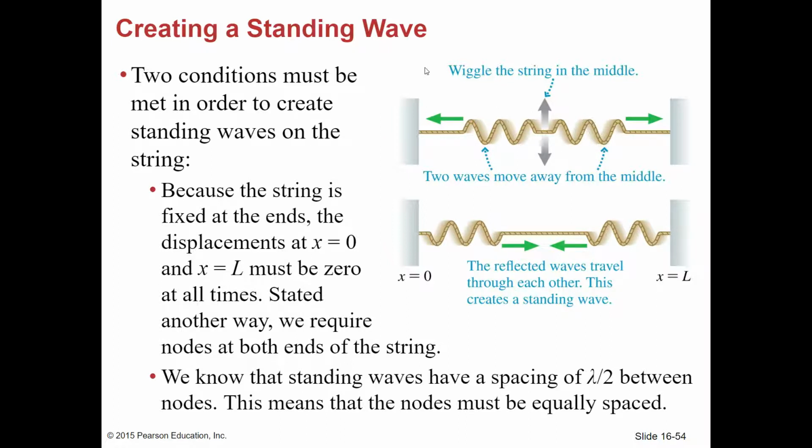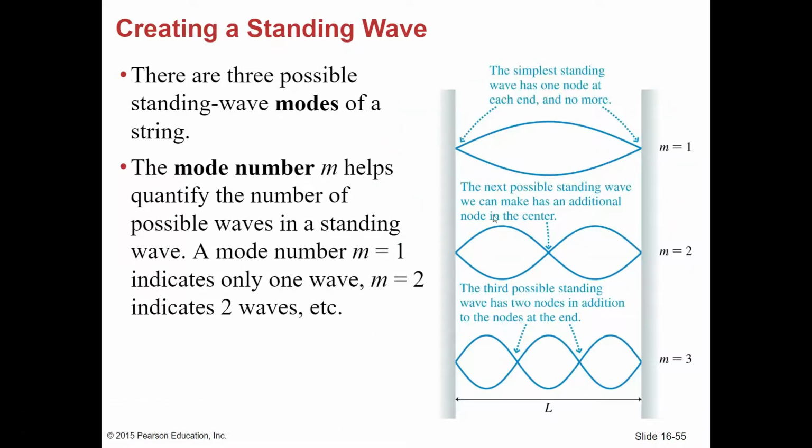In order for there to be a standing wave, two conditions must be met. First, the displacement at x equals 0 and x equals L, which means the length of the string, must be 0 at all times, meaning these have to be fixed points, right? This has to be stuck here, this has to be stuck here. Stated another way, we require nodes at both ends of the string. We know that standing waves have the spacing of half of a wavelength between nodes. This means that nodes must be equally spaced. So that's something else. Nodes must be equally spaced. This makes sense? So here's a node and here's a node.